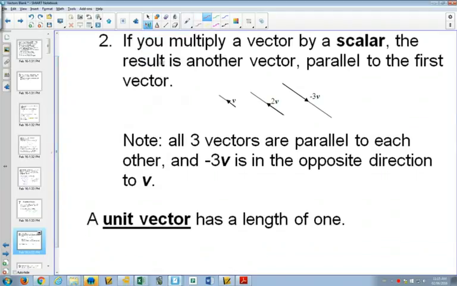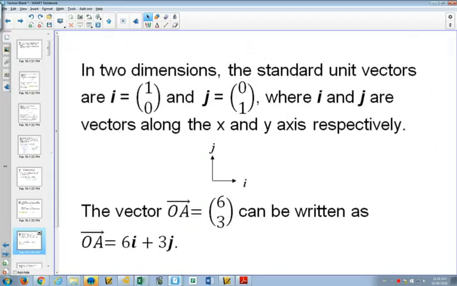And here's another definition. The unit vector is a vector that has a length of 1. So with that idea of unit vectors, we get some standard unit vectors, and we use i and j for our standard unit vectors. The vector i is just going 1 to the right, or 1 in the x direction. And the vector j is just going 1 up, or 1 in the y direction.